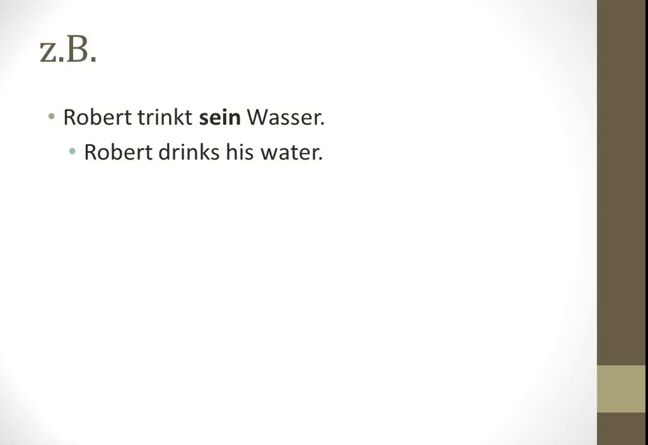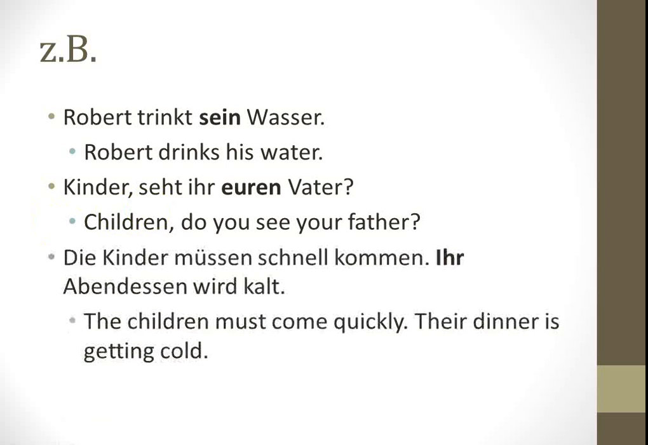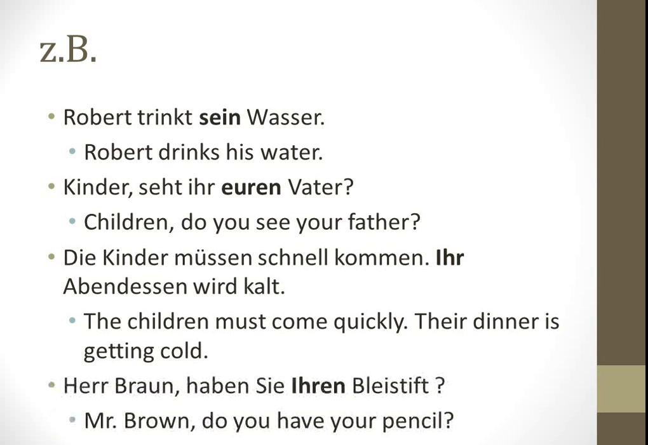Some more examples of possessive adjectives. Robert trinkt sein Wasser. Kinder, seht ihr euren Vater? So here's an example of euer, where that E is taken out. So put a star next to that. Die Kinder müssen schnell kommen, ihr Abendessen wird kalt. Herr Braun, haben Sie Ihren Bleistift?